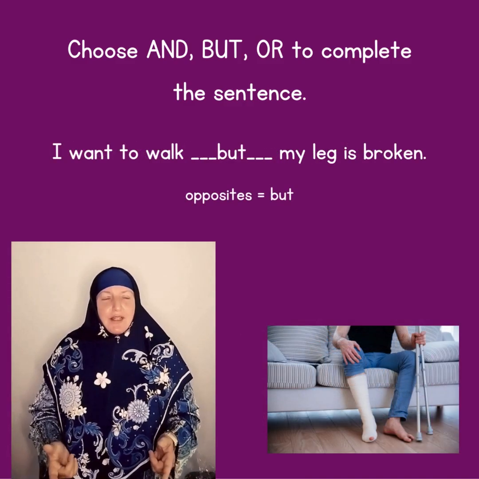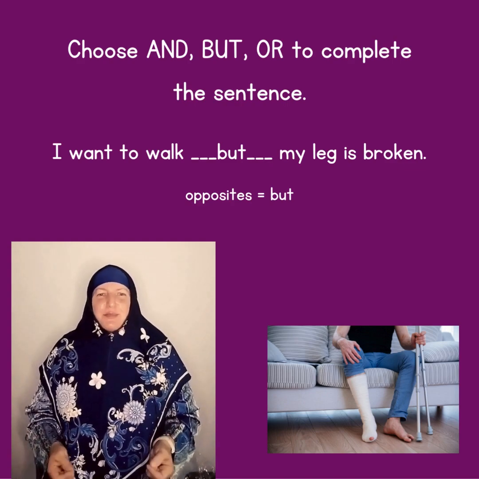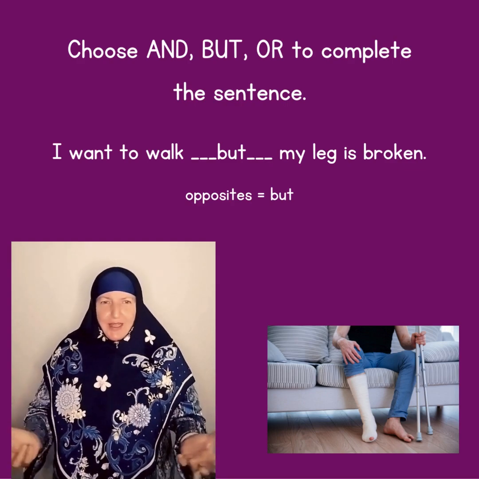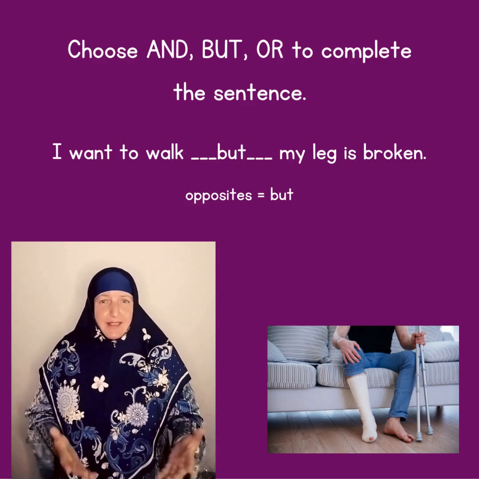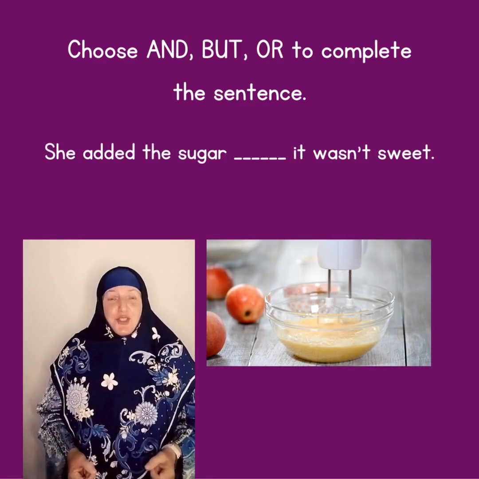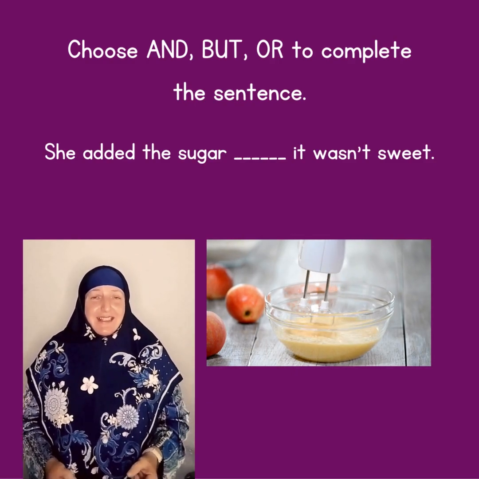I want to walk. My leg is broken. If my leg is broken, I can't walk. I want to walk. I cannot walk. Opposites use but. Choose and, but, or to complete the sentence.